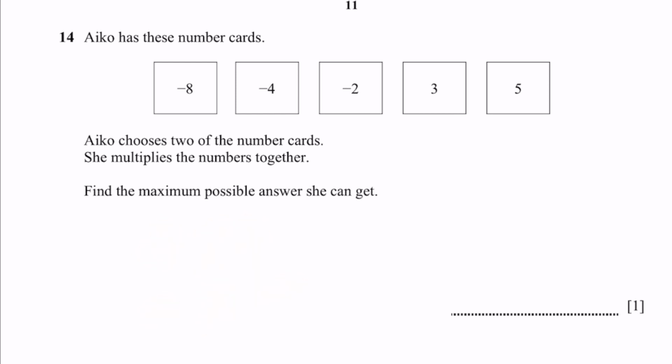Positive times positive means 3 times 5 is 15. Now negative times negative. Negative 4 times negative 2 is equal to 8. Nope. Negative 8 times negative 2 is 16. It's greater than 15. Negative 8 times negative 4, that's 32. And there's no other possible answer which is greater than 32. The answer is 32, which is negative 8 times negative 4.